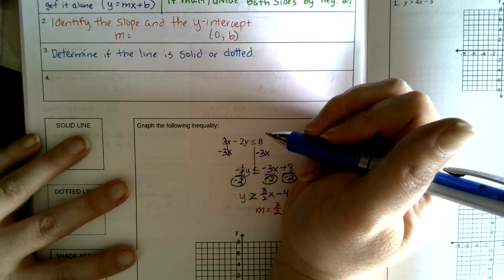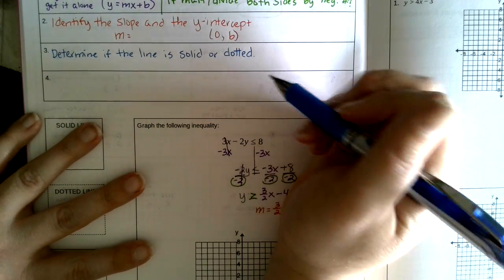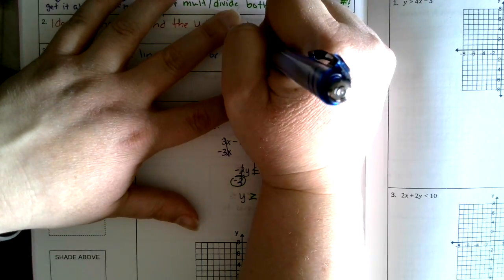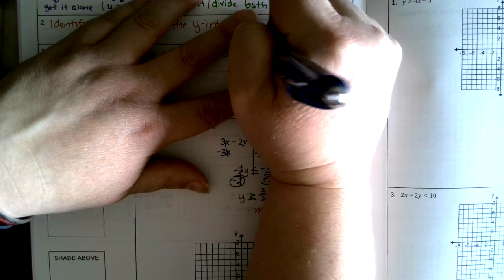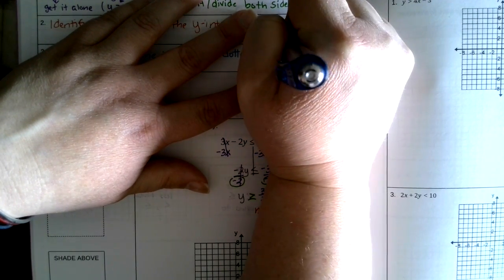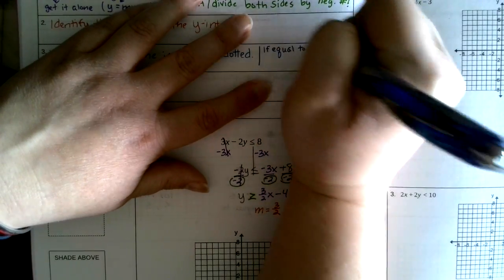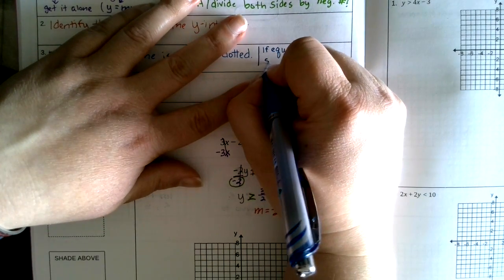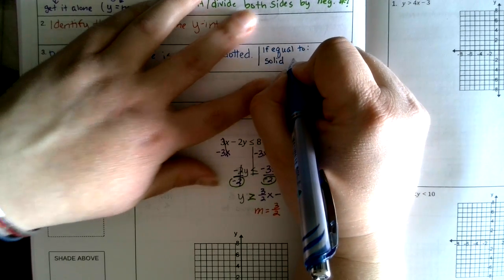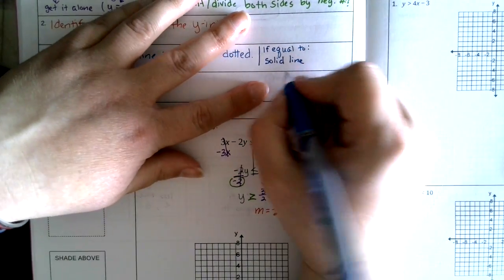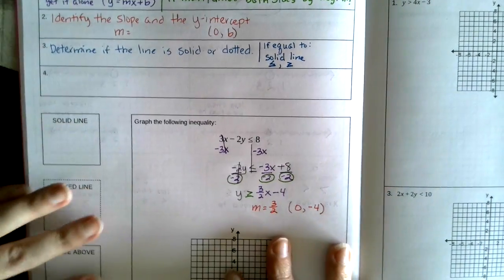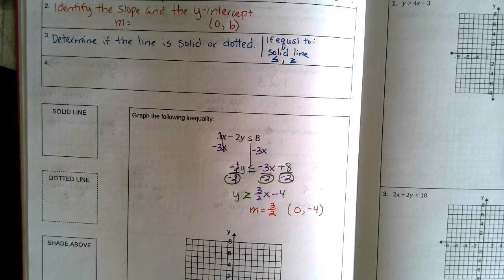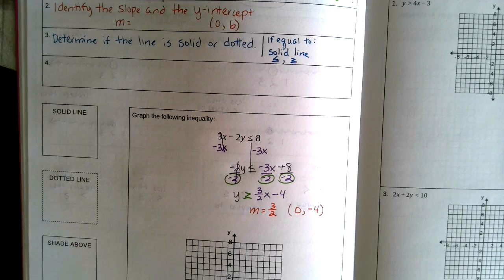I'm sorry, to determine if the line is solid or dotted, you have to look at the inequality symbol. All right. So if it's equal to, then you're going to have a solid line. So anytime you have less than or equal to or greater than or equal to, you're going to have a solid line. This is very similar to having that closed circle, right? If it's equal to, then it's a closed circle and it's a solid line.